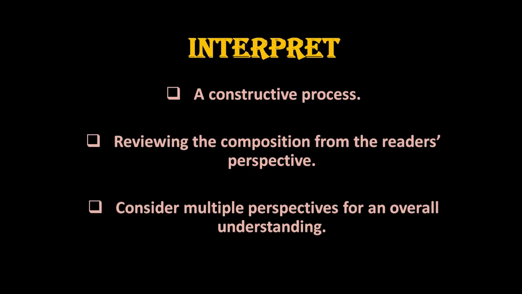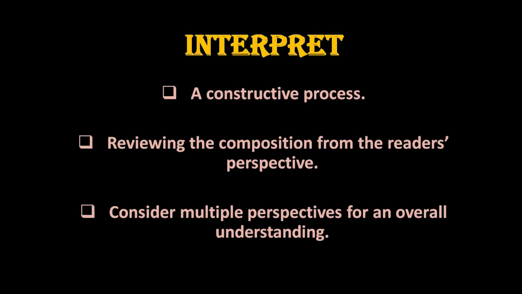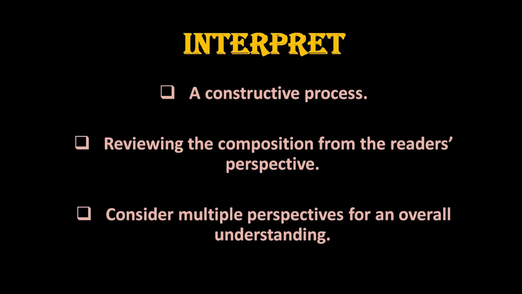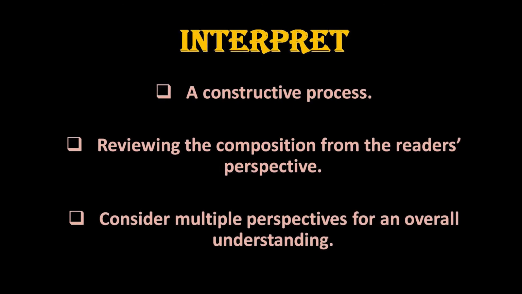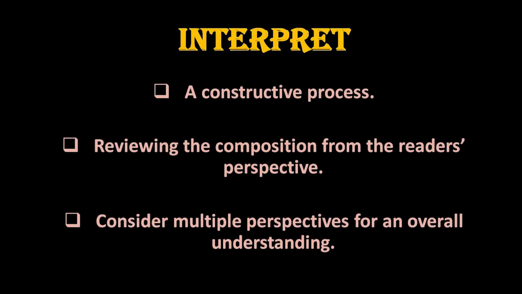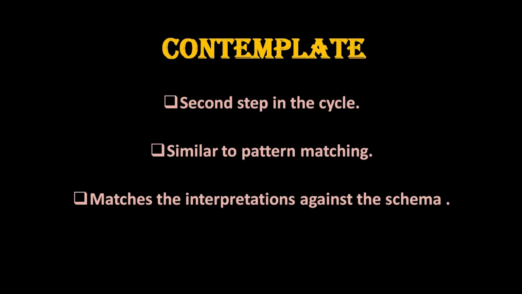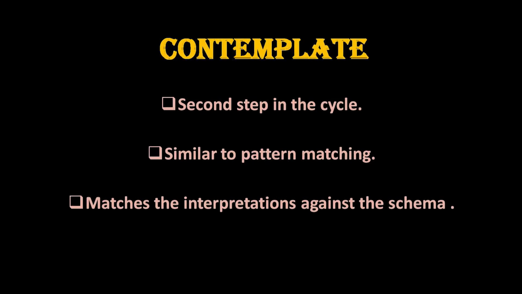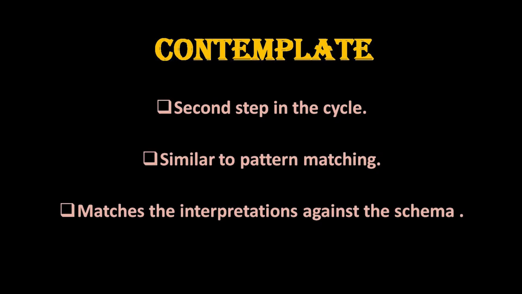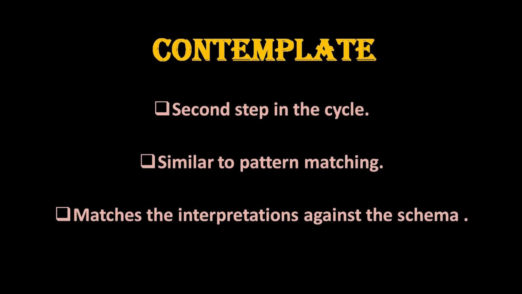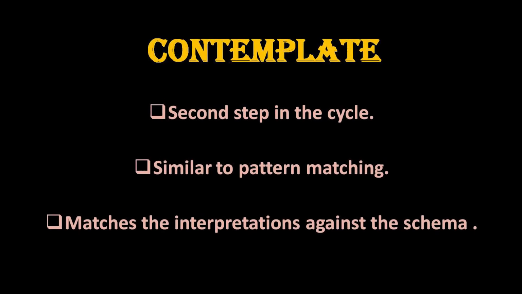Step number 1, interpret. This step is a constructive process and needs utmost attention. Here the writers need to be at the reader's end and consider multiple perspectives to get an overall understanding and meaning of the structure. The second step is called contemplate. Here the writer matches the interpretations against the existing knowledge or schema to detect the misspelled or mismatched words. This step is similar to the step called pattern matching.